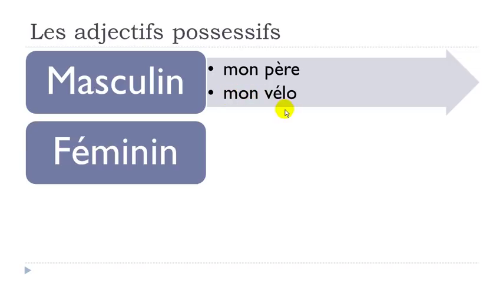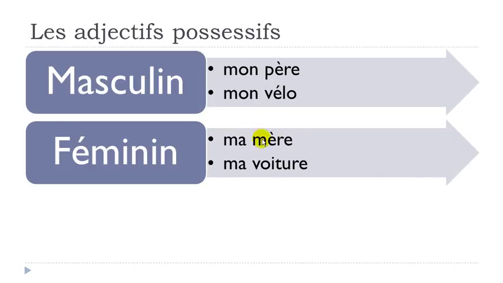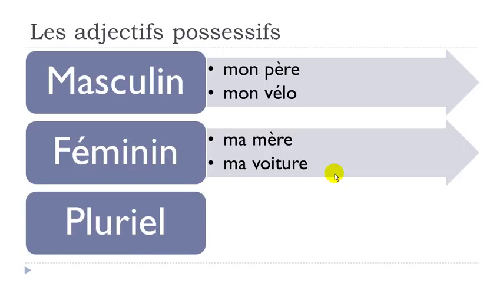Alright, let's see now two examples for the feminine. Mother, mother is feminine, and then you will have ma mère. Ma mère, my mother. Okay, here you get voiture, which means car, and it's feminine, so une voiture. Same thing here, you will put the feminine form, ma voiture. Ma voiture.